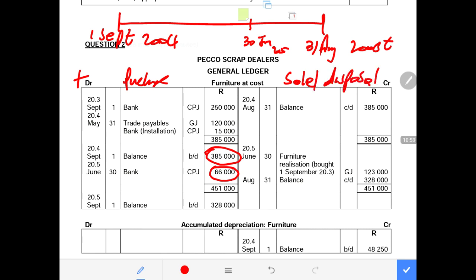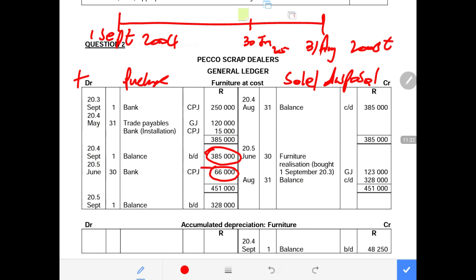Remember, I'm excluding the balances that are carried down. I'm referring to the main transactions. So in this case, there was a purchase of the furniture and the furniture was bought for cash. 66,000 rands was the amount. And this transaction took place during the current accounting period. So it must be recorded when we are responding to the property, plant and equipment note.